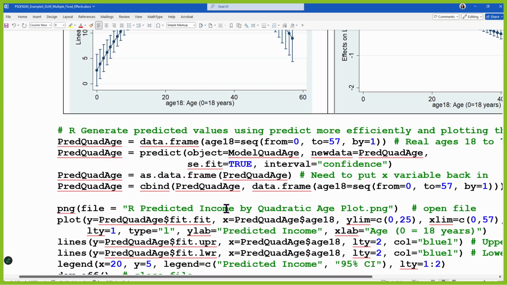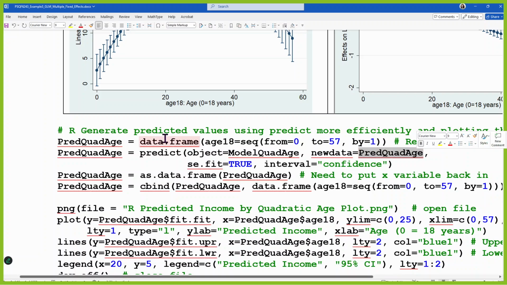In this case, what is happening is that I am creating a brand new data set of ages. Okay? And I am creating it with this command that says start at 0, go up to 57 in increments of 1. So that's on the age 18 centered scale. There is a function that works with many, many different R routines called predict. And it wants to know, predict from what? I would like you to predict using this model quad age in this case. Would you like it to predict in the same data, or would you like it to predict on different data? And I'd say, no, I'd like different data.